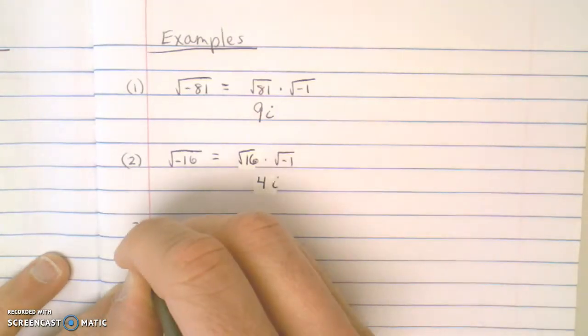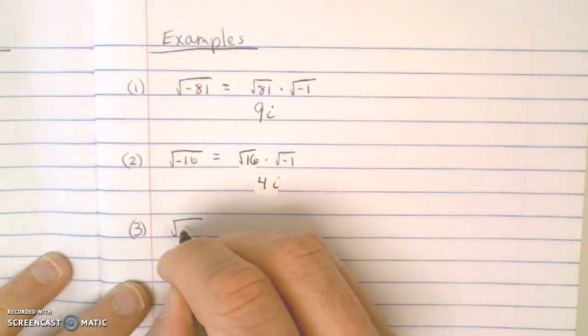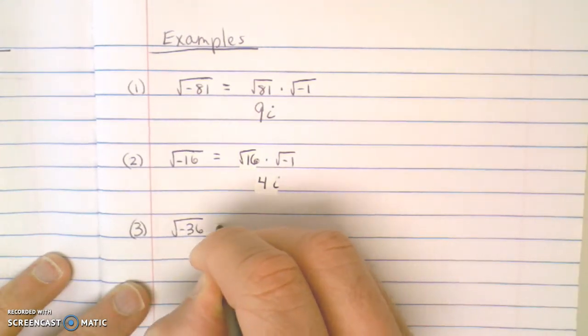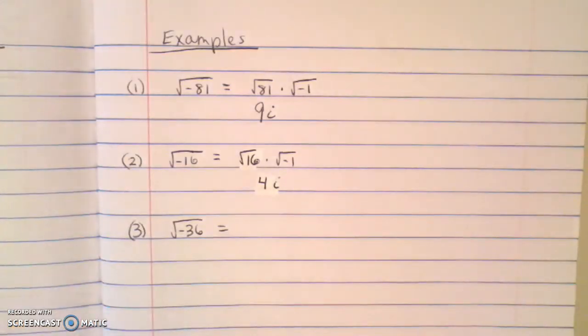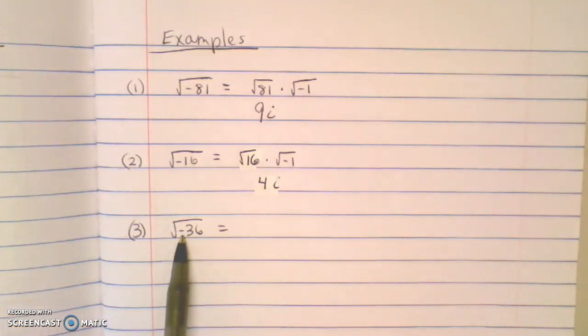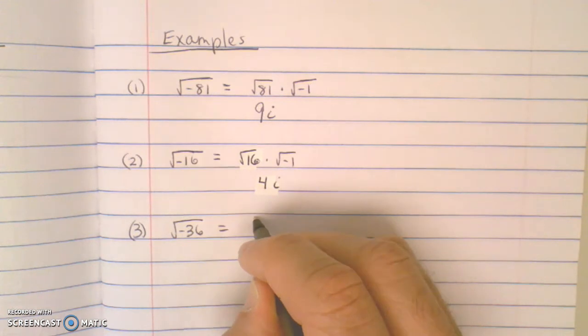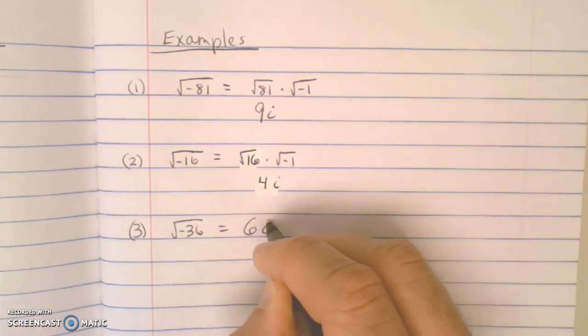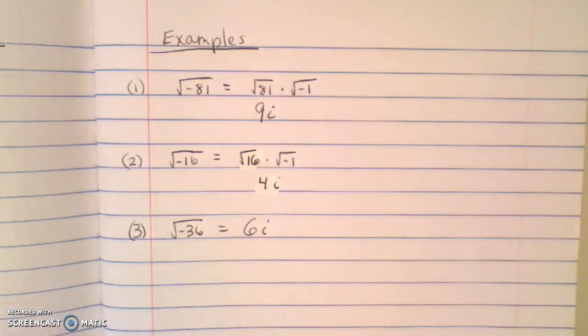Try another example. Square root of negative 36. And this time I'm not going to rewrite with the steps. I'm just going to square root it like I know, and then because I see the negative underneath it, I know the square root of 36 is 6, and then because of the negative, it's i, so it turns into 6i.